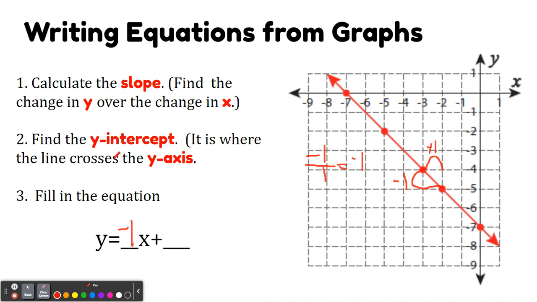The next thing is to find the y-intercept, and this is where our line crosses the y-axis. I'm going to go ahead and circle this in blue. So the y-axis is right here. And when I'm looking for where it crosses the y-axis, I'll see that it crosses here at -7. So we can put either y equals -1x plus -7 or y equals -x minus 7 would be our equation. Either one would work.